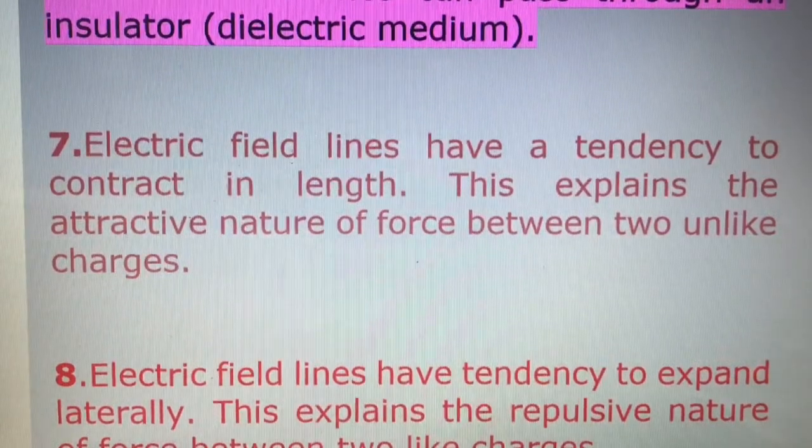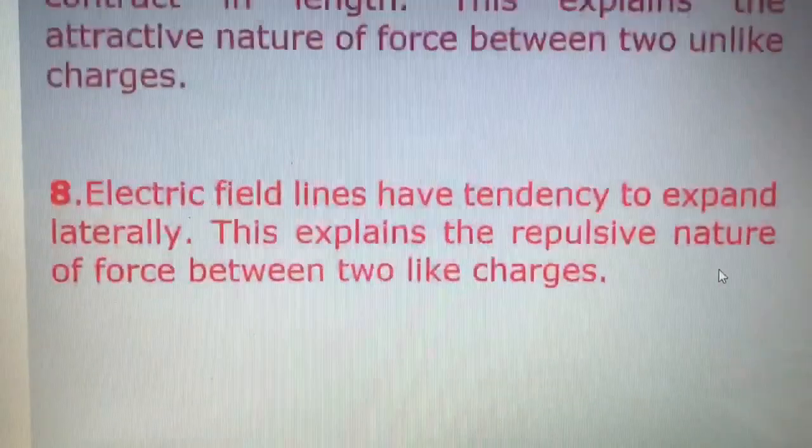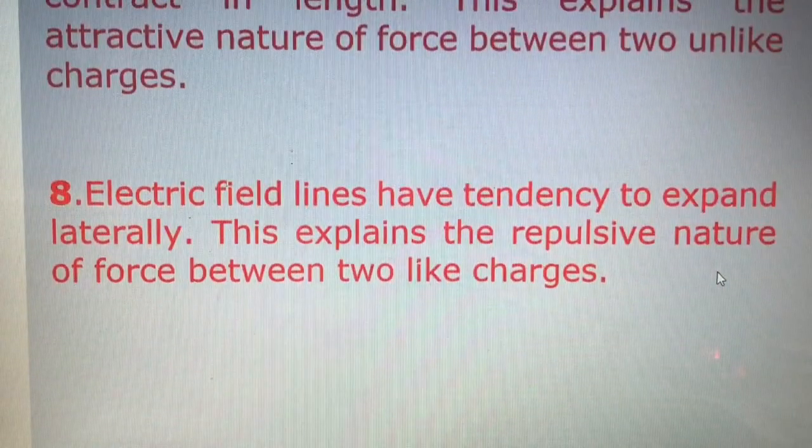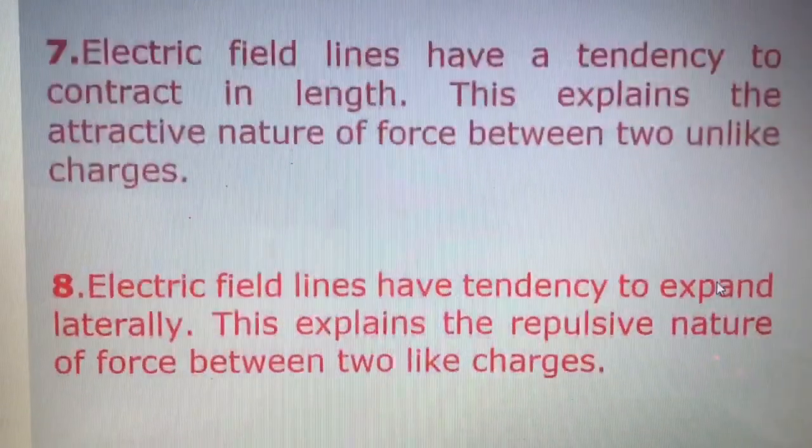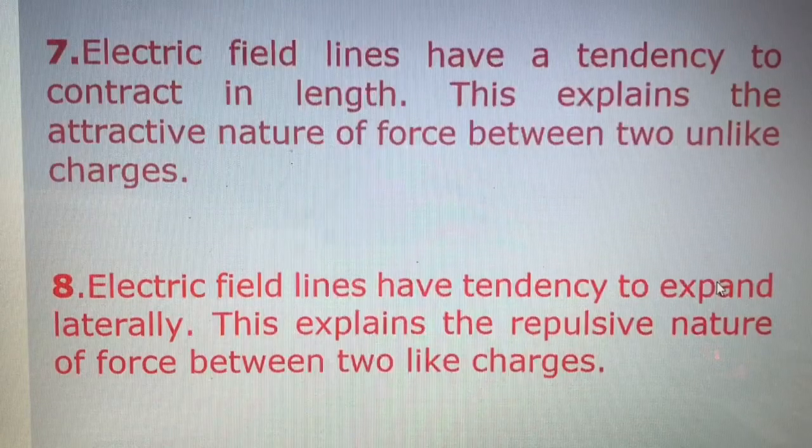And the next property is electric field lines have a tendency to expand laterally. This explains the repulsive nature of force between two like charges. When two like charges are present, in that case electric field lines repel each other.